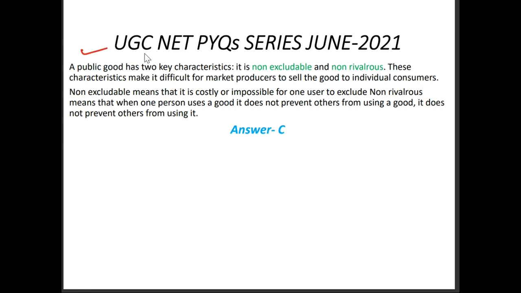यहाँ पे explanation दिया हुआ है कि a public good has two key characteristics, non-excludable and non-rivalrous. These characteristics make it difficult for market producers to sell the good to individual consumers. क्योंकि अगर वो non-excludable हो जाएगा तो वो किसी के ऊपर प्राइस चार्ज नहीं कर पाएगा, वो फ्री फॉर ऑल. Non-excludable means that it is costly or impossible to exclude a user. Non-rivalrous means when one person uses a good, it does not prevent others from using it. Okay, so option C is the correct answer.